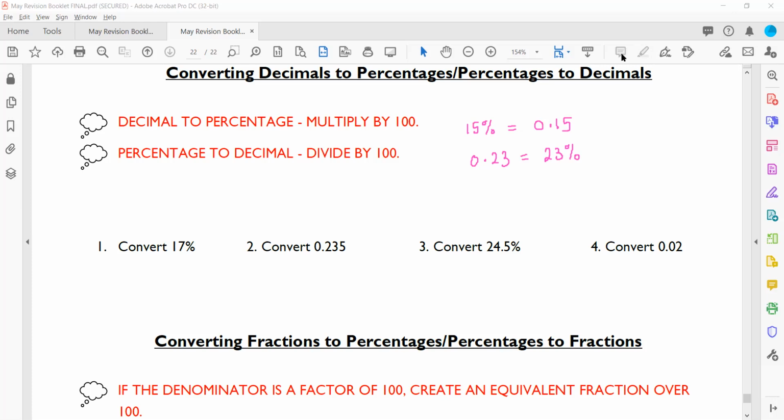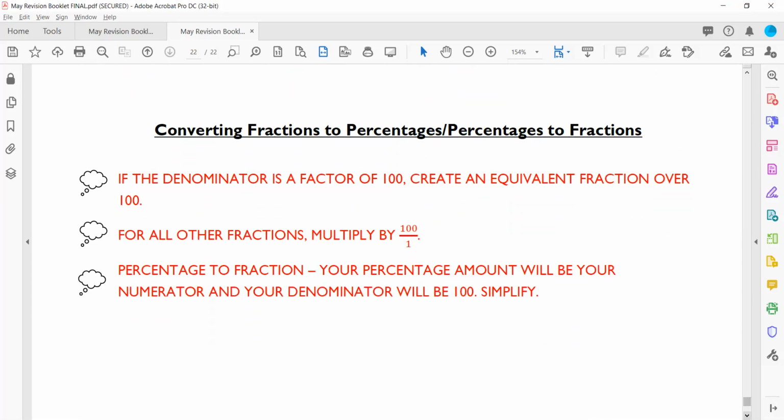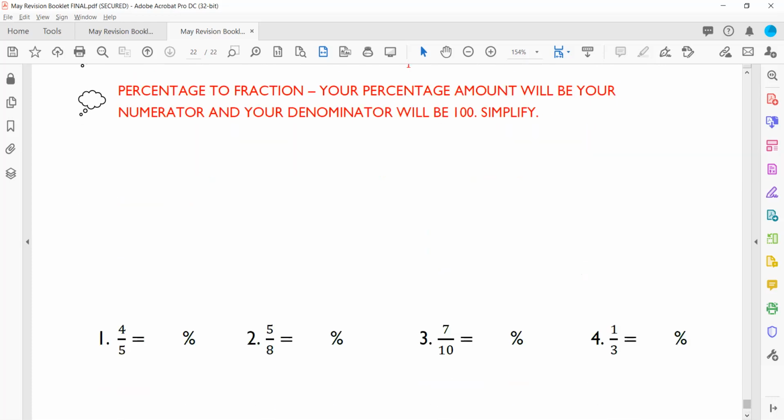Converting fractions into percentages and percentages into fractions. Again, remember that percentage means out of 100. So if we were to have, for example, 7/25, and we wanted that to be a percentage, 25 is a factor of 100, so you can just create an equivalent fraction. So remember, percentage always means out of 100.